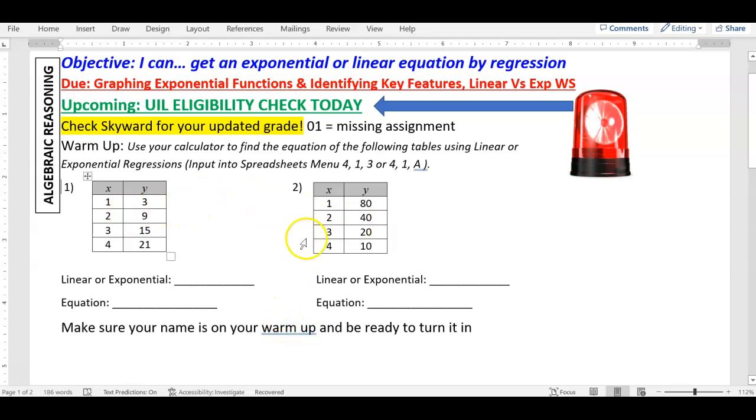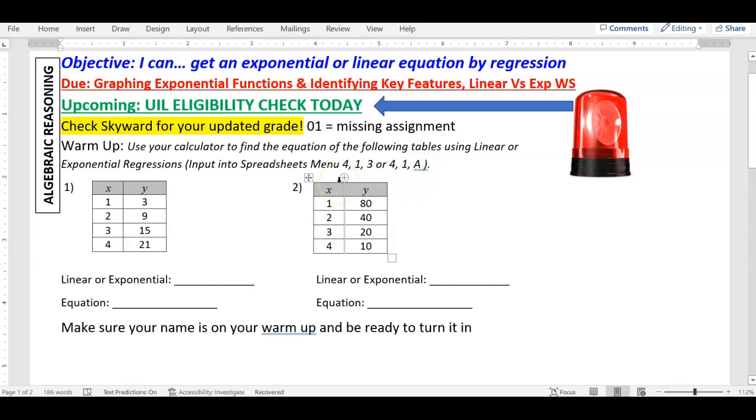Now, yesterday we learned how to do exponential regressions, which is menu 4.1a, right? But what if I mix them up? I mean, I give you linear or exponential. How do you tell which one's which? So the first unit we did menu 4.1.3 for a linear. Yesterday we did menu 4.1a for an exponential.